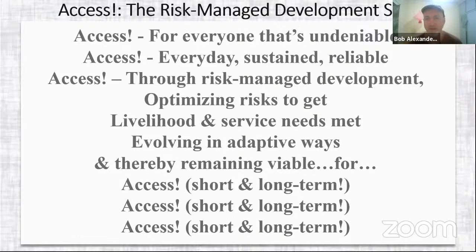And the way that we do that is through risk-managed development. We're going to optimize risks. That confuses a lot of people, but when we're talking about disaster risk reduction, we don't call it disaster risk elimination. Because we have to be integrating this, we have to be understanding that there are other risks that people face.